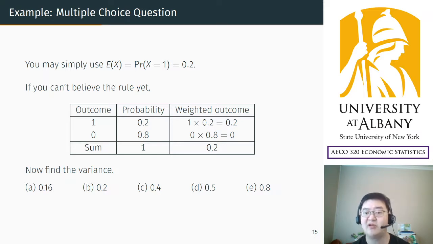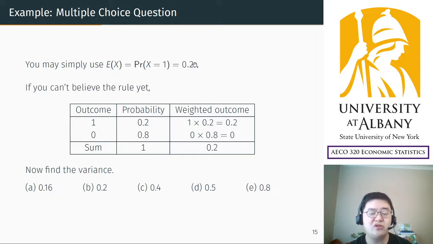Outcome times probability, and sum them. So the mean is 0.2. Now we are going to study the mean, which is simple. There is nothing much to say about the mean. The mean equals the probability of success, 0.2.